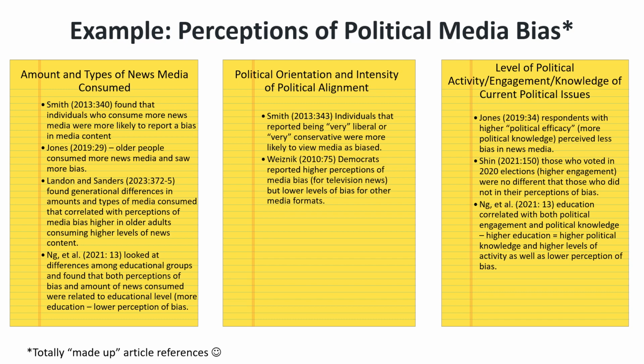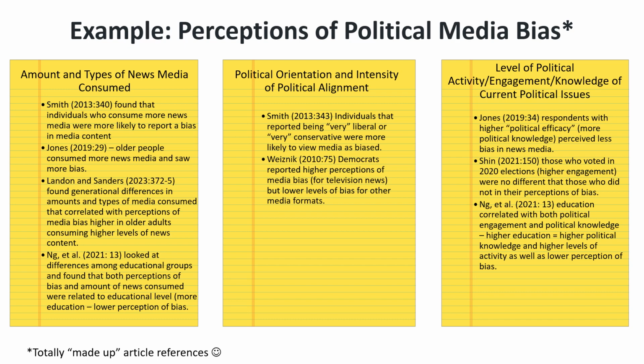And this is completely made up data. These are not real articles. It is a topic that I study, so it was pretty easy to come up with examples of what I might take notes on, but these are not references to actual studies. So this is an example on perceptions of political media bias. And so I have 3 organizing themes. The first one is the amount and types of news media consumed. The second is the political orientation or intensity of political alignment.